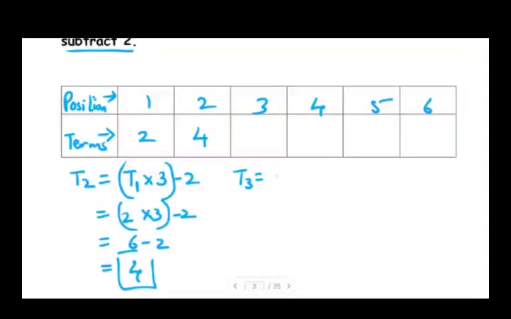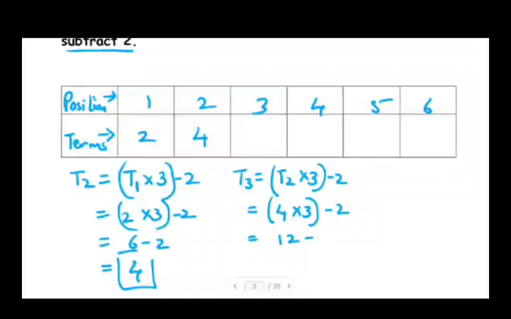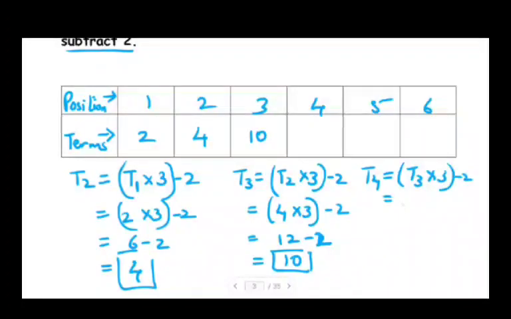Term 3 is equal to term 2 into 3 minus 2. So 4 into 3 minus 2. 12 minus 2. It's 10. My third term is 10. What's my fourth term? T3 into 3 minus 2. T3 is how much? 10 into 3 minus 2. 30 minus 2, which is equal to 28.